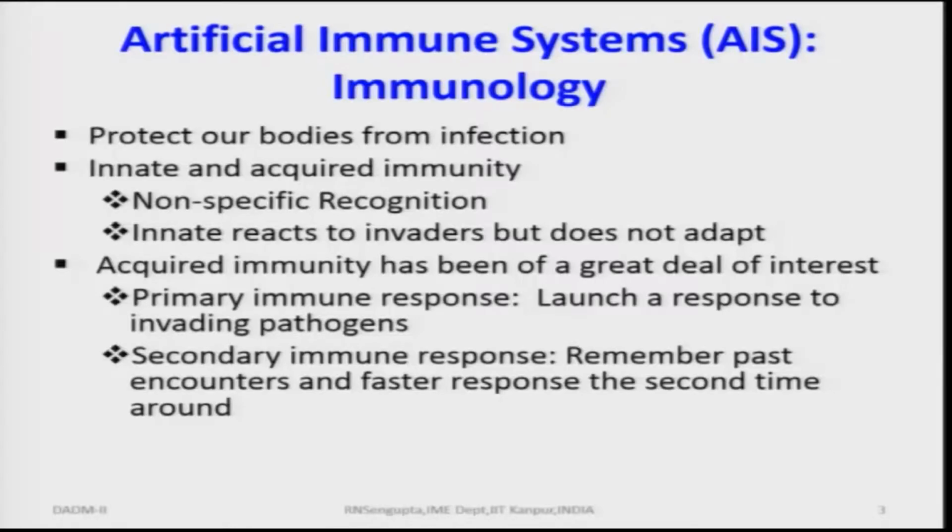And some are innate; the innate characteristics react to the invaders but do not adapt. So, one of them adapts and tries to fight the system, and the other does not adapt and fights it as it is. If they are successful, they kill the germs. If they are not, they are killed in the process.